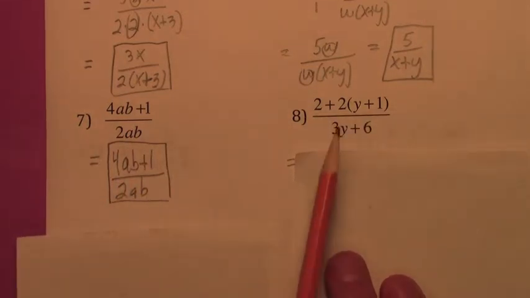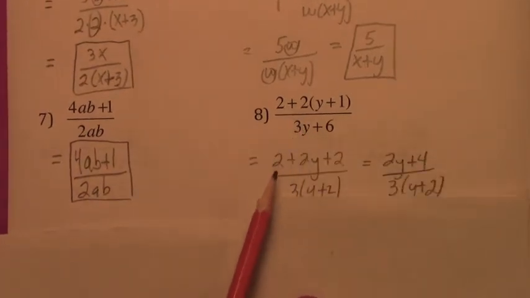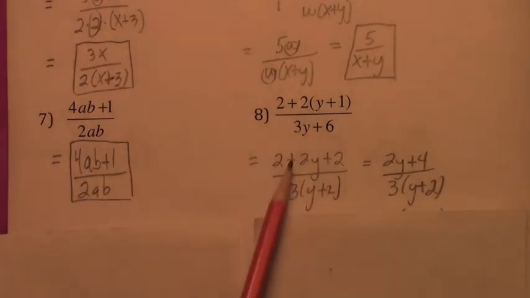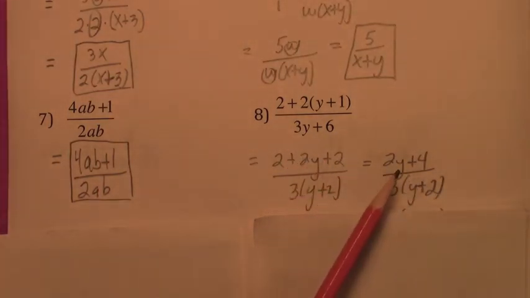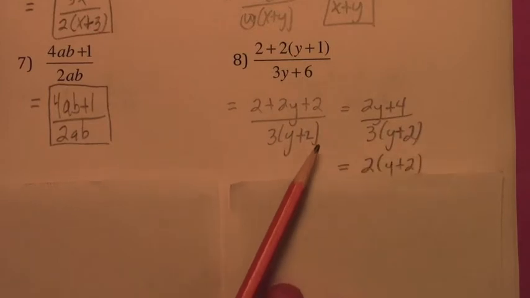This one, the trick on this one is go ahead and simplify. Simplify first. So if you multiply the top out, combine like terms on the top, you get 2y plus 4, and then you factor the bottom as 3 times y plus 2. Is there anything we can do to this? It turns out the answer is yes.